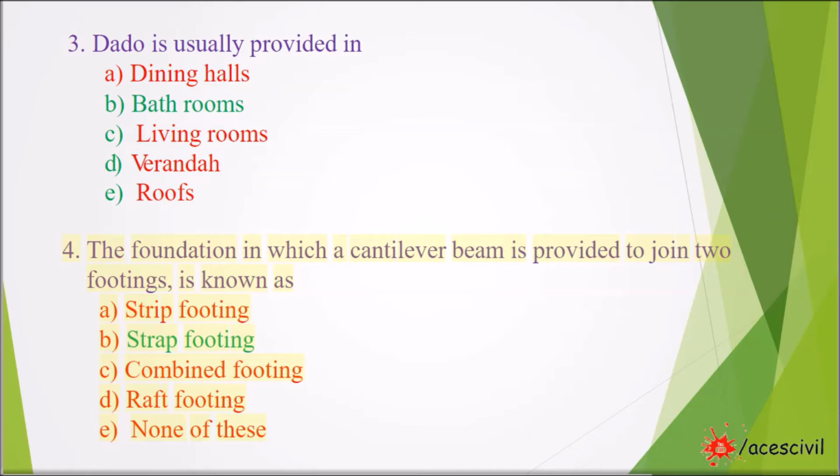4. The foundation in which a cantilever beam is provided to join two footings is known as: a. Strip footing. b. Strap footing. c. Combined footing. d. Raft footing. e. None of these.